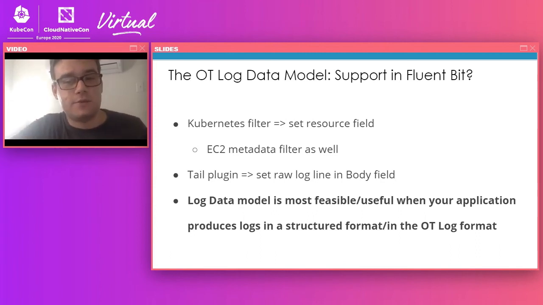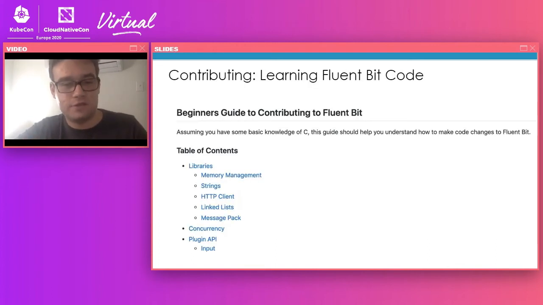So basically, the Kubernetes filter or the EC2 metadata filter, anything that adds metadata for where a log came from, you'd want to add that to the resource. In our tail plugin in Fluent Bit, normally we encase a raw log message in a key called log. That instead would be the body field because it's for unstructured data. If you parse that data, it would then become part of the attributes. So that's how it would kind of work.